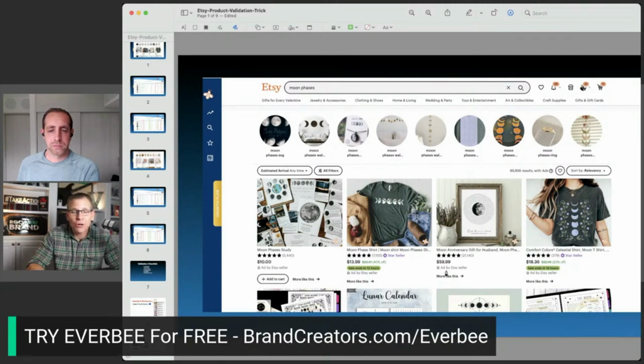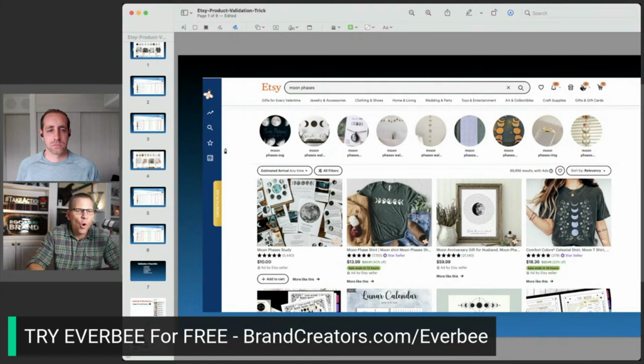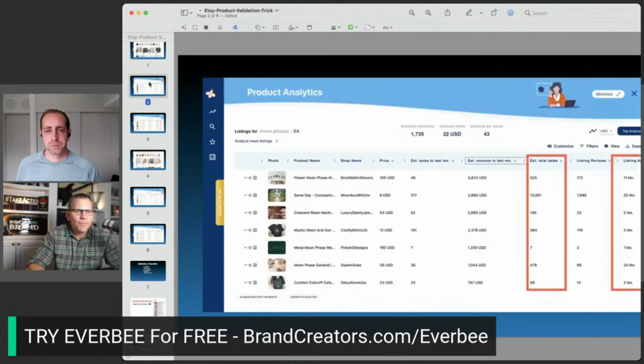Sometimes we can see the bestseller badge. Okay, that's great. But if you guys have ever used Everbee, which that's what you're seeing right here, this little extension here, this bar over here that you see, this right here, this is the Everbee extension that's kind of overlaying your computer screen, your browser. So let's go in here now, okay?